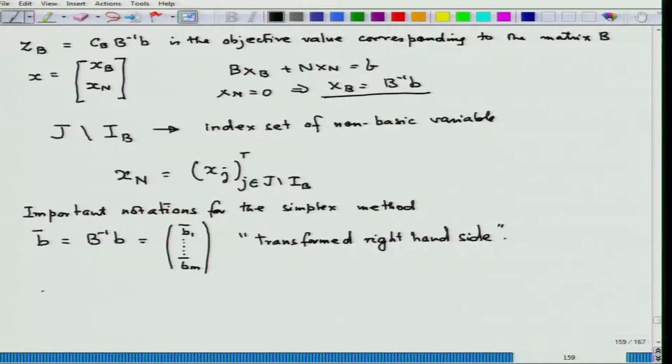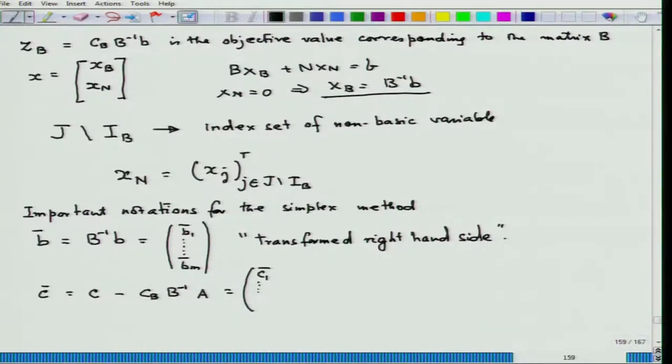And now c bar, c minus c b, actually books would have c b transpose B inverse A, but as I want to remind you that this is a row vector, we have just taken it for simplification of the notation. This is called a reduced cost coefficient. There is a cost coefficient c, and I am reducing the value of the cost coefficient by this amount. This automatically comes, this thing naturally appears.